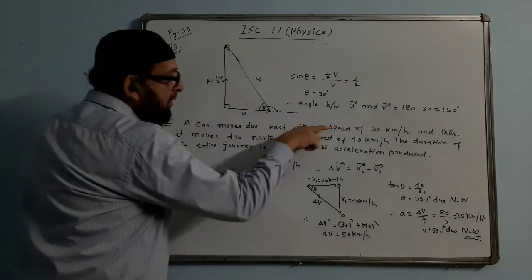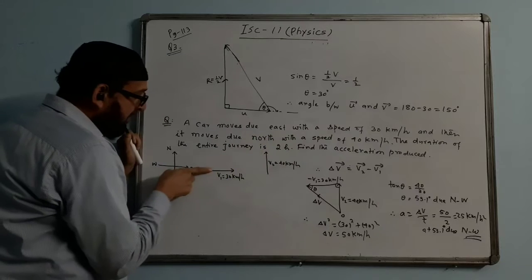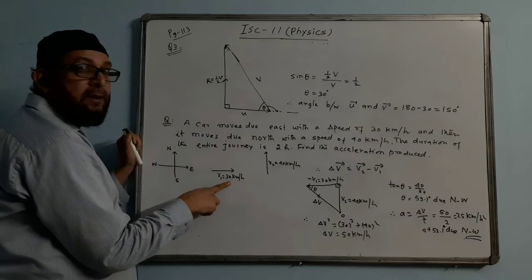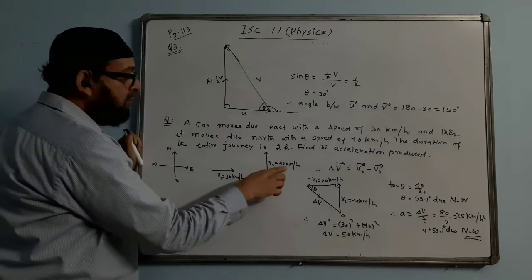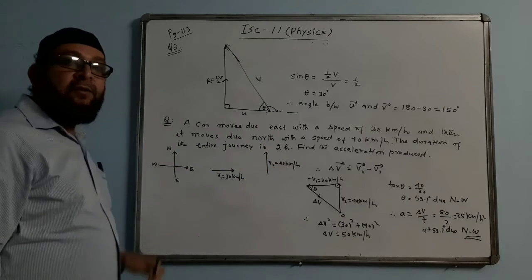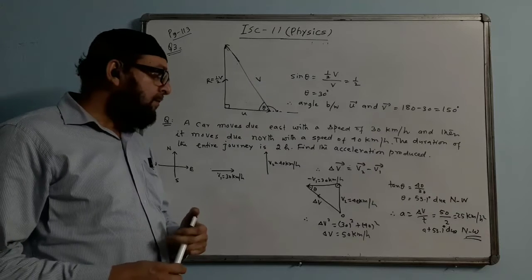First we will follow this mapping: west, east, north, south. Initially the car is going in which direction? Towards east. East means like this. V1 is 30 km per hour. Then it is going north, like this. V2 is 40 km per hour. We have to find the acceleration.